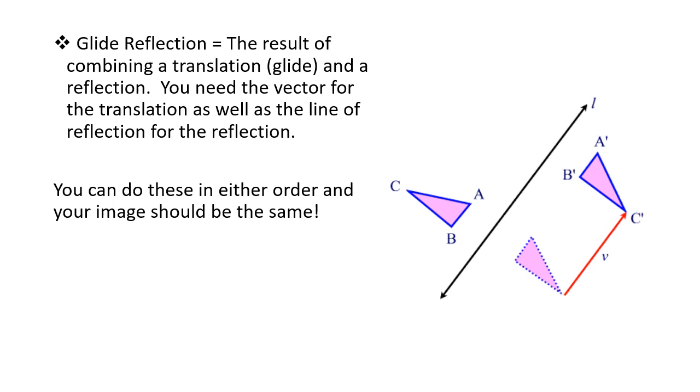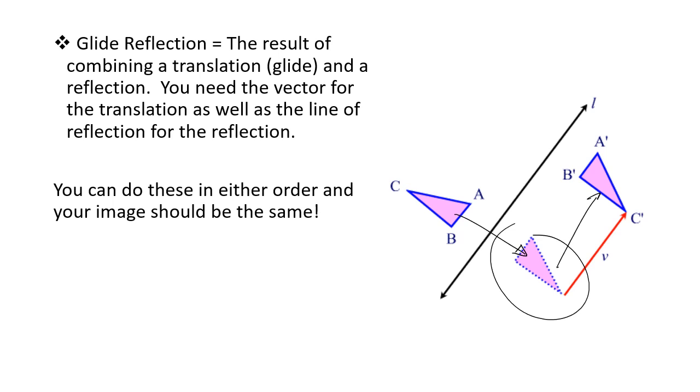Now, one of the things that I want to point out about this is that you could do the translation and the reflection in either order. And so when you look at this, it looks like we're doing the reflection first and getting this shape, and then doing the translation second. So, why wouldn't this be a reflection glide instead of a glide reflection?